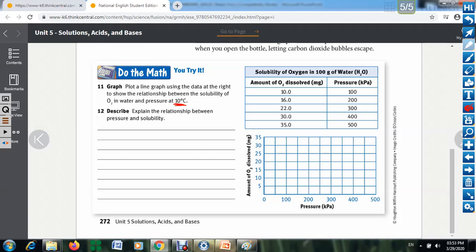But in question 12, explain the relationship between pressure and solubility. That is, after you draw the graph, what do you conclude from this experiment? Okay, so it's homework on page 272. Okay, so send this one to my email.